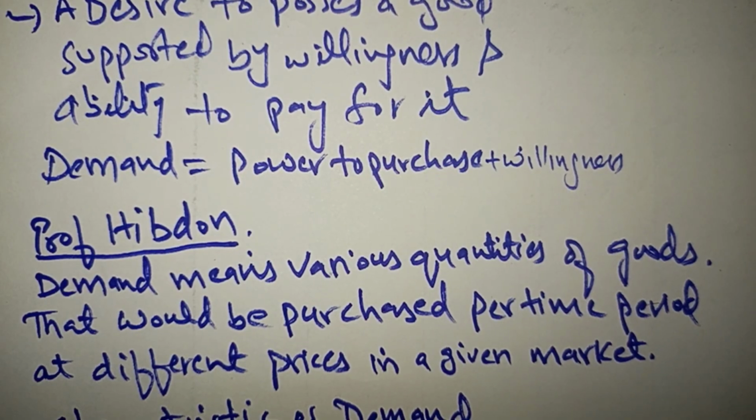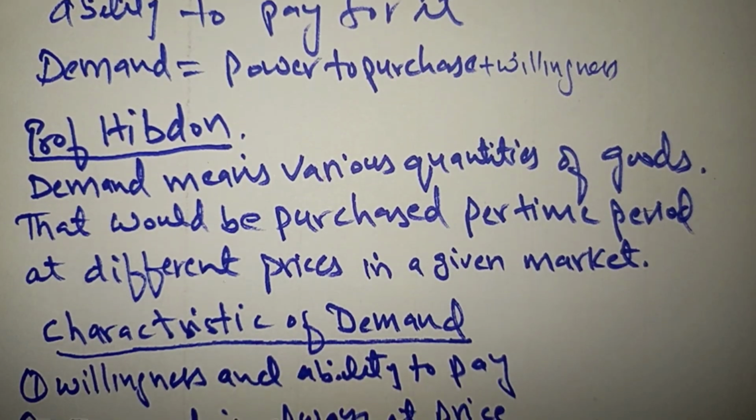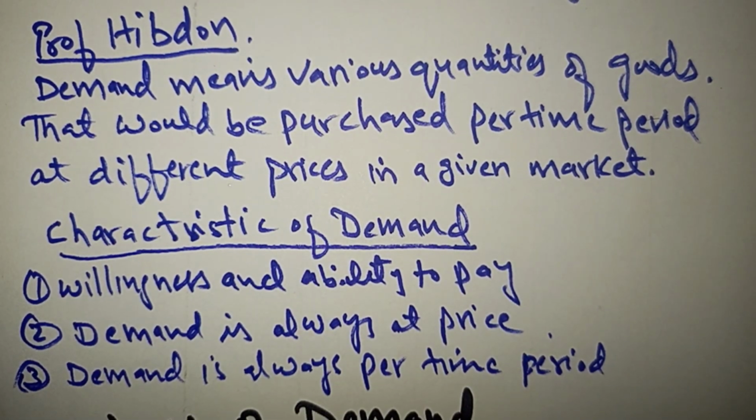Here we describe the characteristics of demand. Now we look at what the characteristics of demand are. The characteristics of demand are three in number. Number one is willingness and ability to pay. Demand is the amount of a commodity for which a consumer has the willingness and also the ability to pay for it. Ability to pay means purchasing power or money.